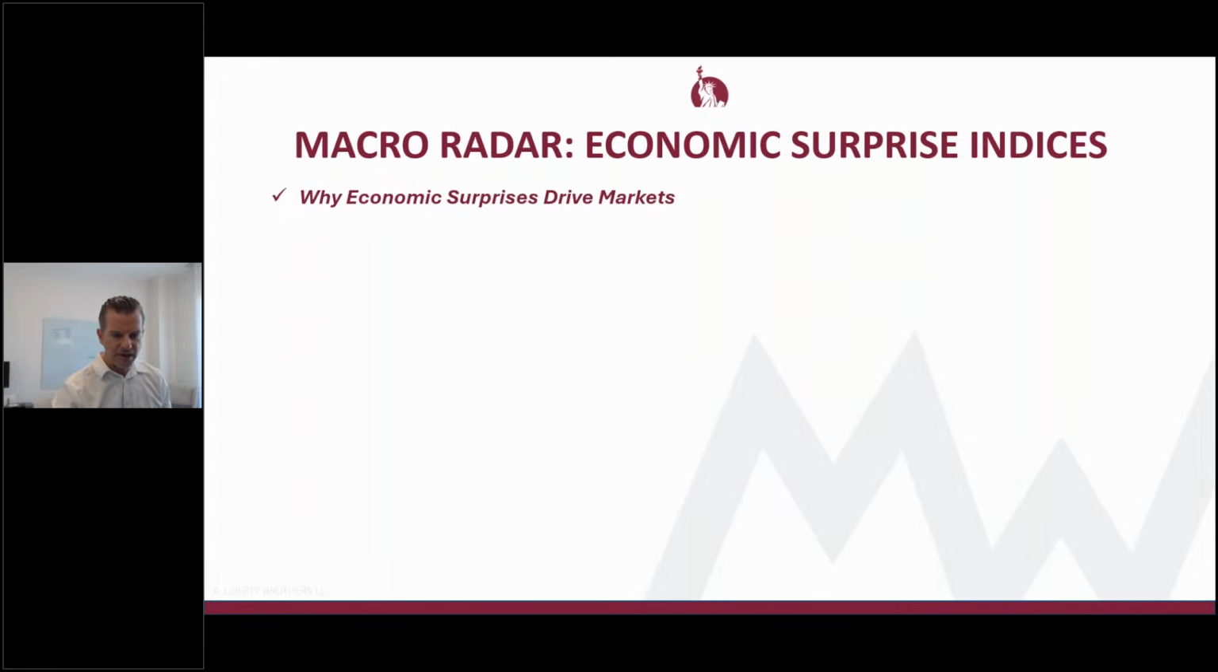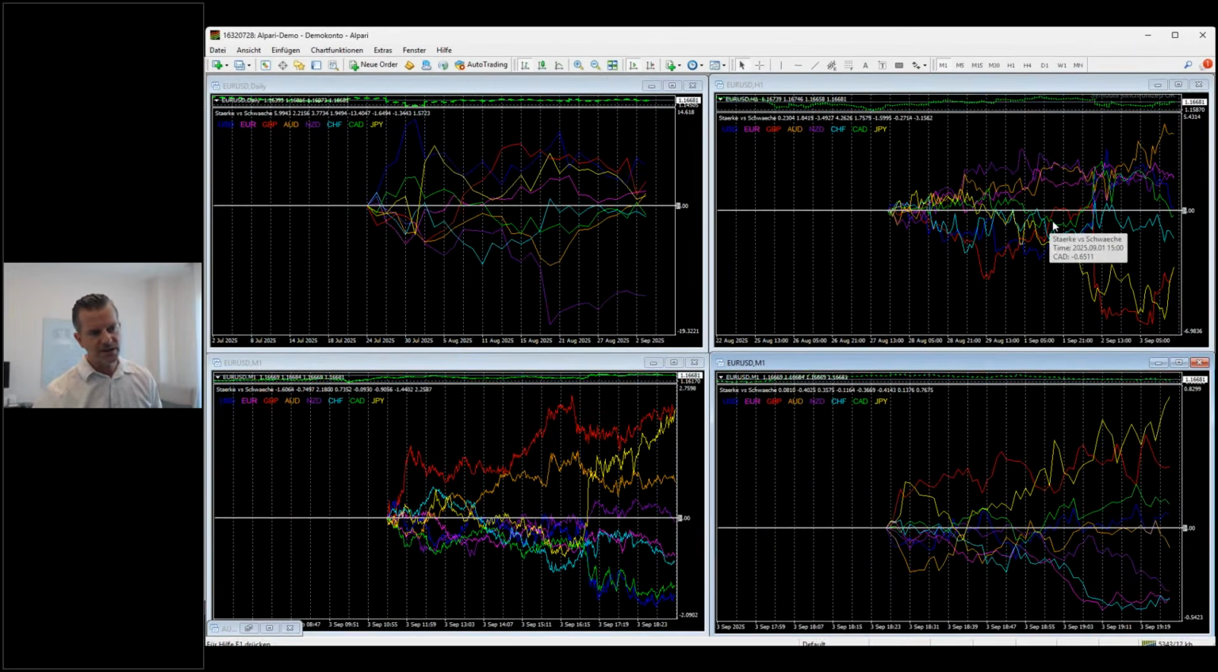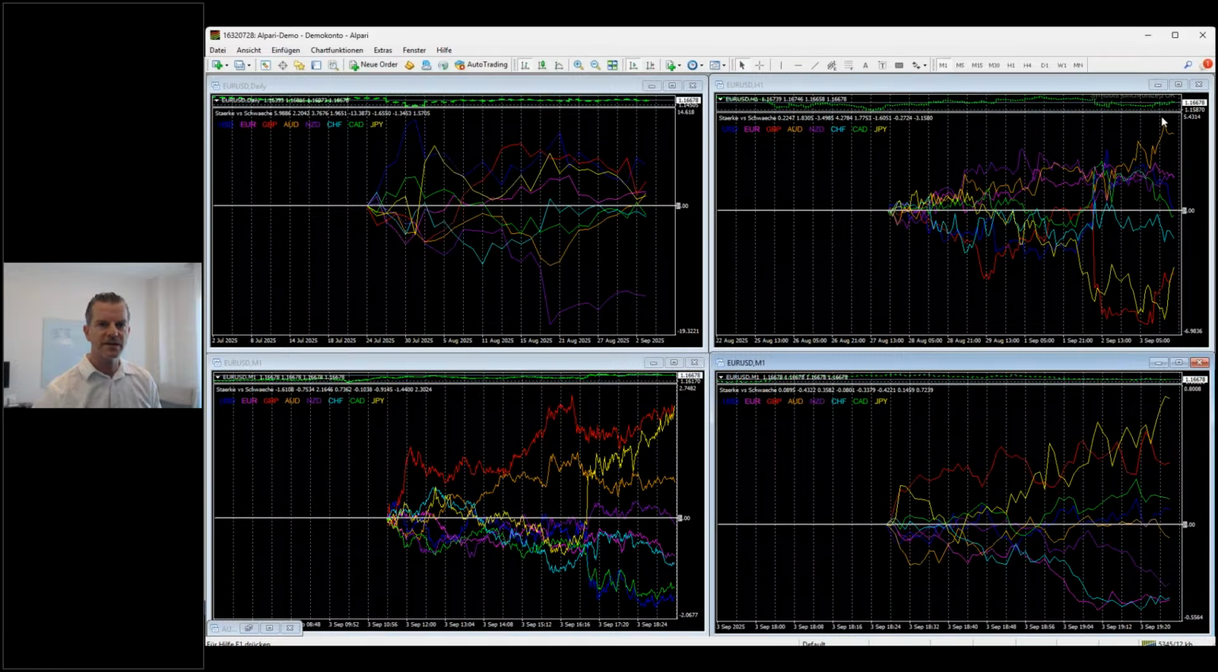What does that mean if economic numbers come in differently than expected? We had that this week. For example, in Australia, GDP was expected to come in at a certain number, and GDP came in much higher than expected. So if you look at this, for example, this is strength versus weakness. This is the last week, and you see the strongest FX right now, the strongest currency for this week is the Aussie dollar.